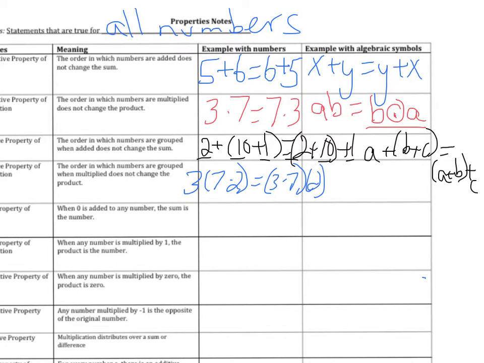Same thing if I were to do that with algebraic symbols. So, for example, a times the quantity bc is going to be the same exact answer as if I had multiplied the quantity of ab times c. Now, the reason that these are the same is because all this is saying either way on both sides is a times b times c, abc.